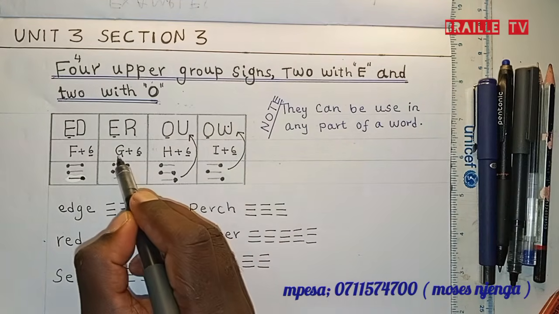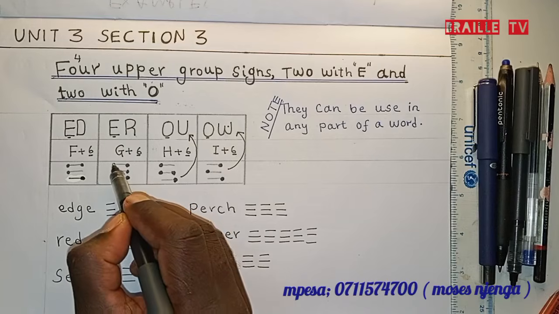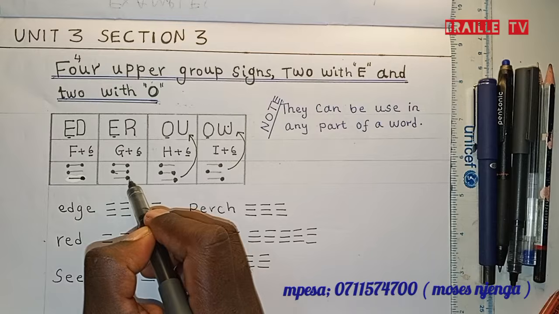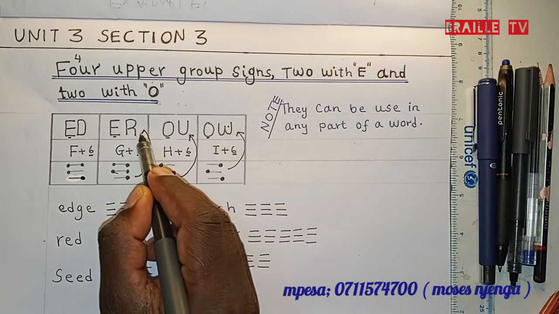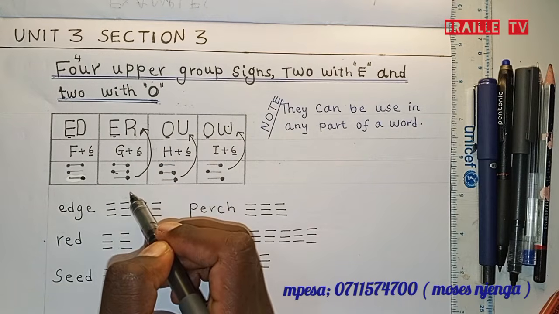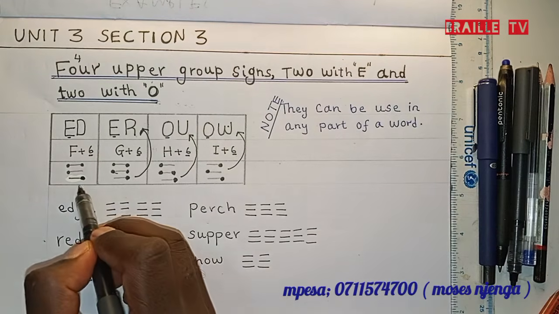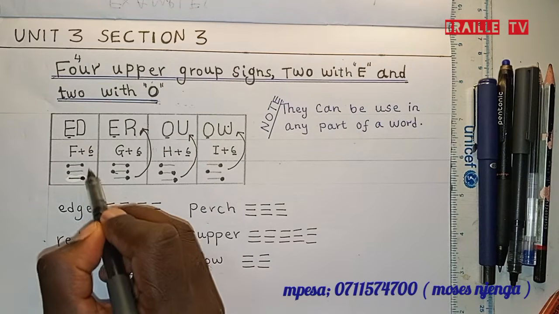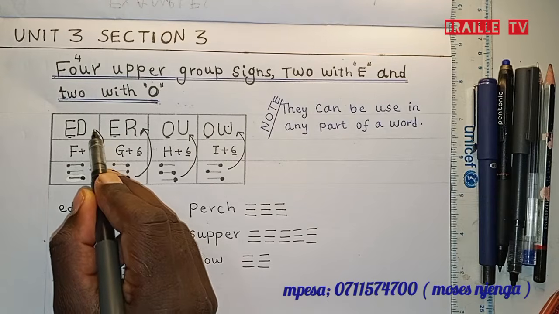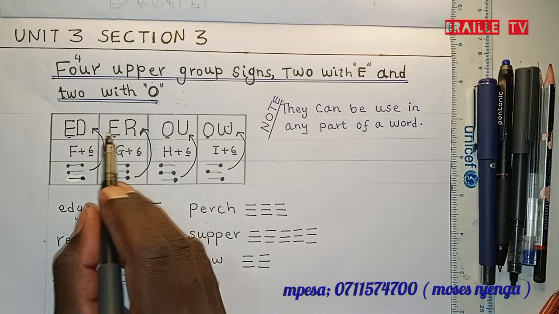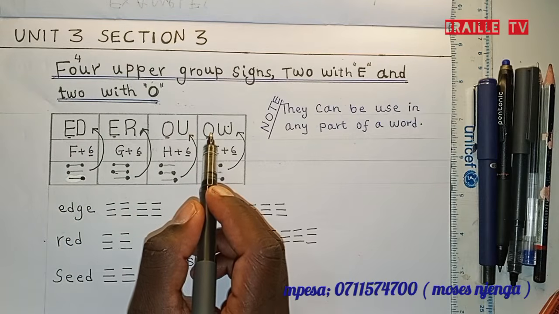Right? This one was letter G. Letter G, we have added dot 6. So it's no longer G, but it is ER, okay? This one was letter F, and we have added dot 6. So it's no longer F again, it is ED. So this is how we get ED, ER, OU, OW in Braille.